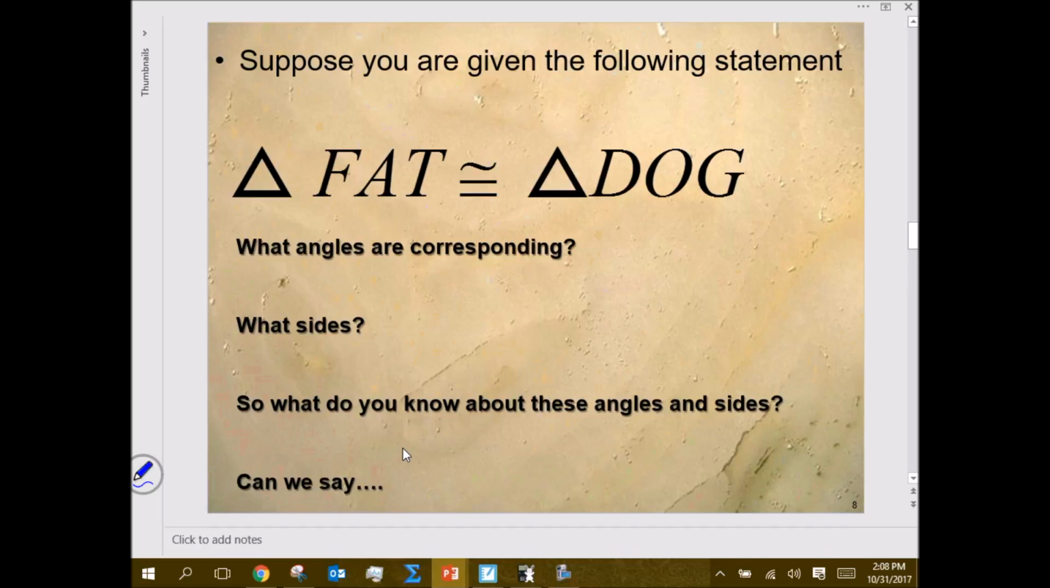Does that make sense? Yep. And then we do the same thing with the segments. FA goes to DO. AT goes to OG, and FT goes to DG. Okay? Those segments are corresponding segments, so they would be congruent, right?